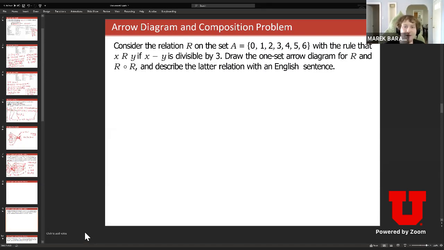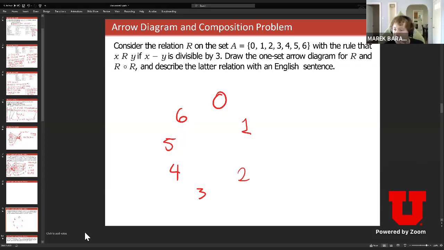Yeah, this one's fun. So we're going to do an arrow diagram on this one, where the rule is that there's an arrow if there's a difference of a multiple of 3 between two elements. So can someone tell me one arrow that's in this relation? We're looking for ones that have a difference of 3.